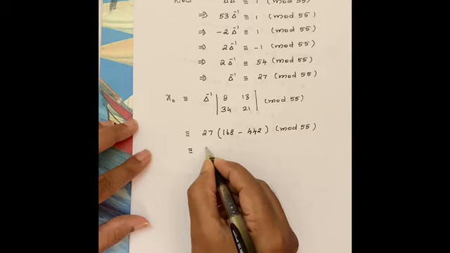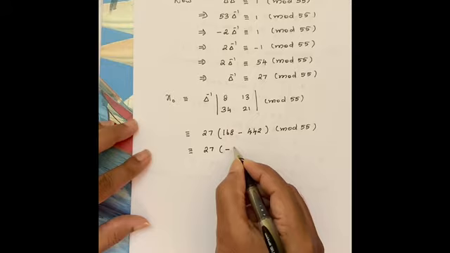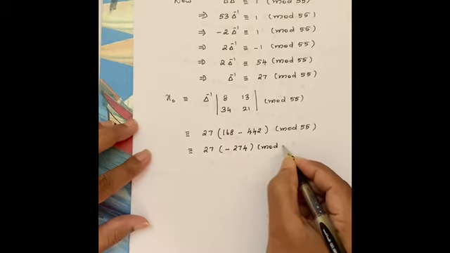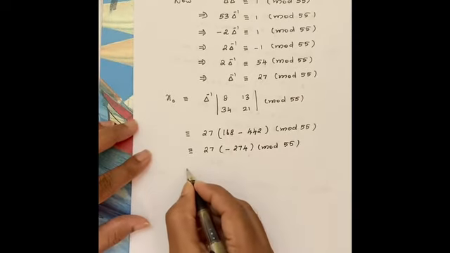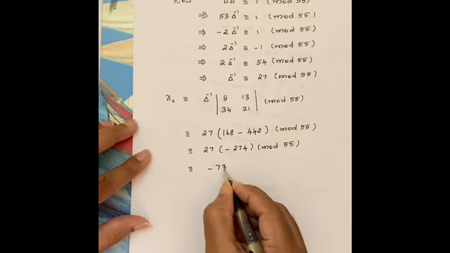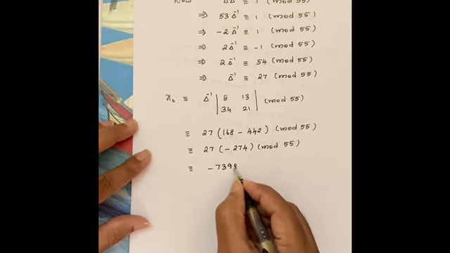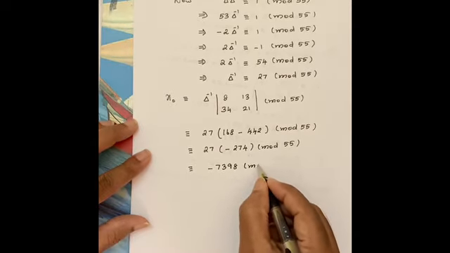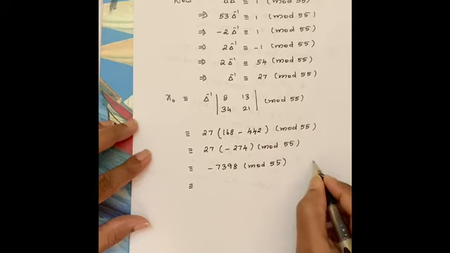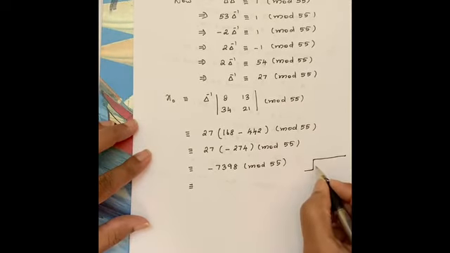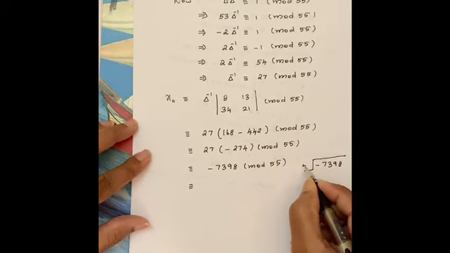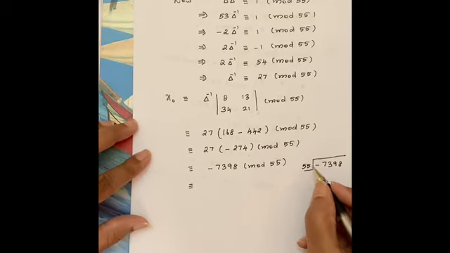It is congruent to 27 times minus 274 modulo 55, which is congruent to minus 7398. Just multiply this modulo 55. This value we can calculate by division. So I am dividing minus 7398 divided by 55. We can check this.